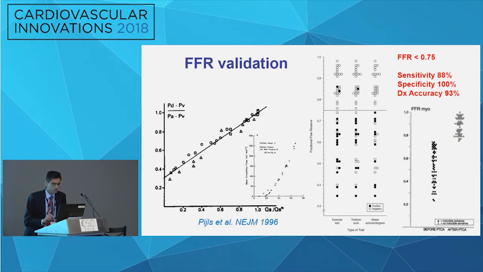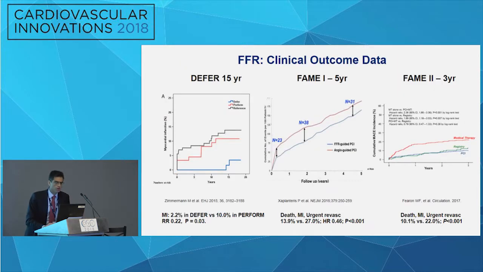And also, the other thing we should not forget is the original cutoff was 0.75. It's not 0.80 that we're using right now, and many people are still having questions why we moved from 0.75 to 0.80. But as I'll show you later on, that is the area where the benefit may not be as much as when you have clear-cut low FFR values.